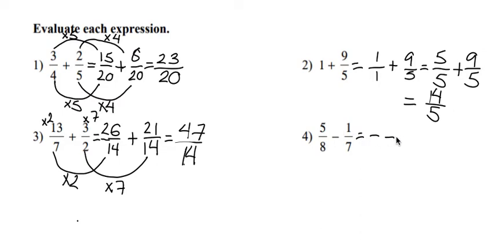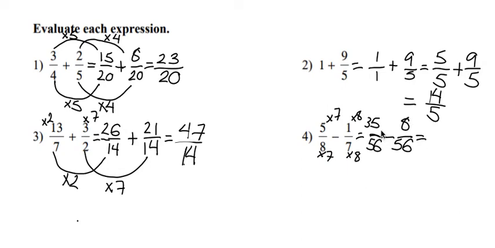Here, the least common denominator between 8 and 7 is going to be 56. The way we get from 8 to 56 is times 7. So what we do to the bottom, we also do to the top. 5 times 7 is going to be 35. The way we get from 7 to 56 is by multiplying by 8. And what we do to the bottom, we also do to the top. So the new numerator is going to be 8.